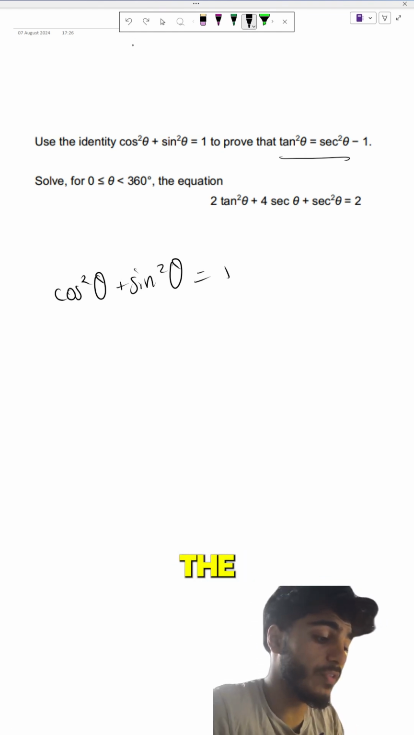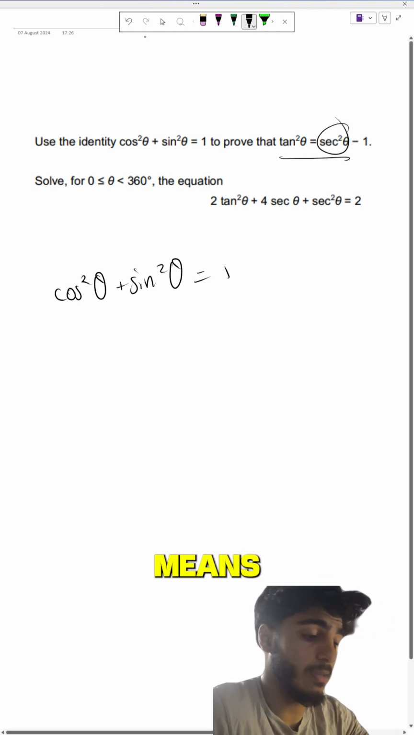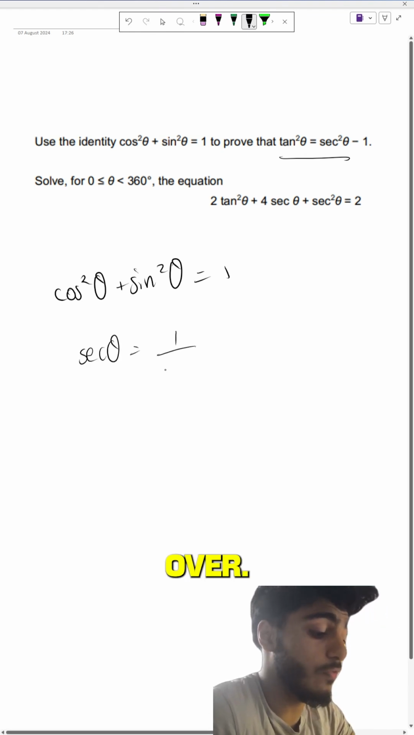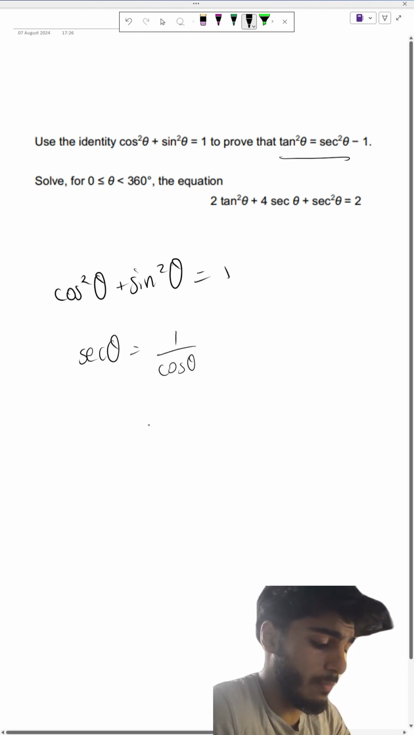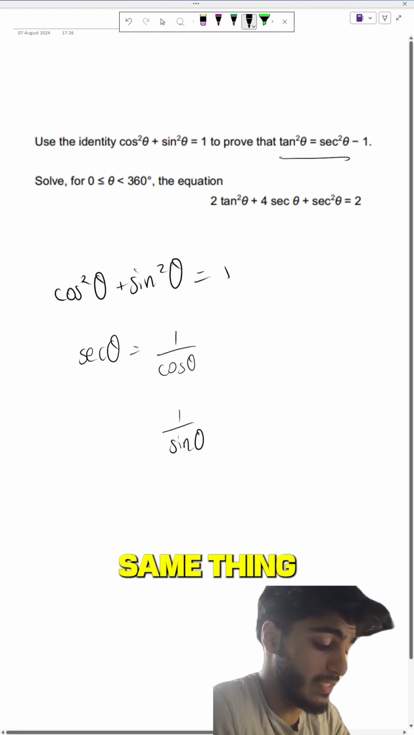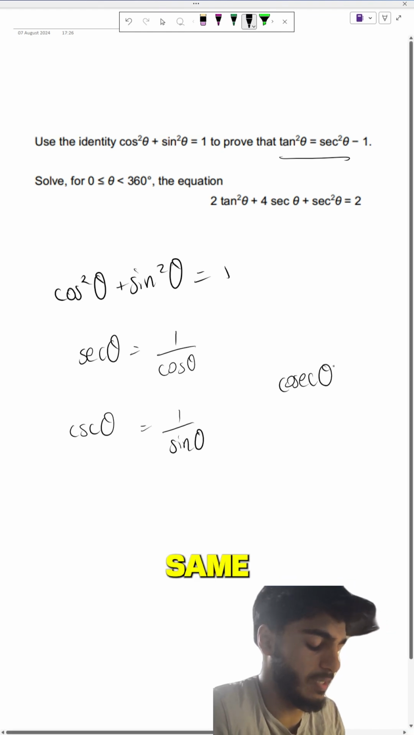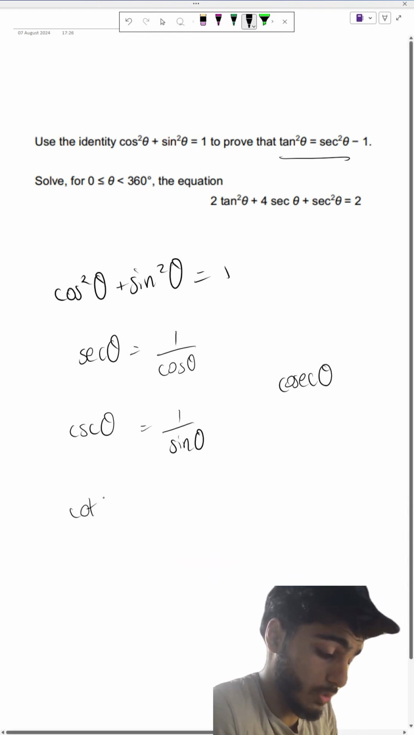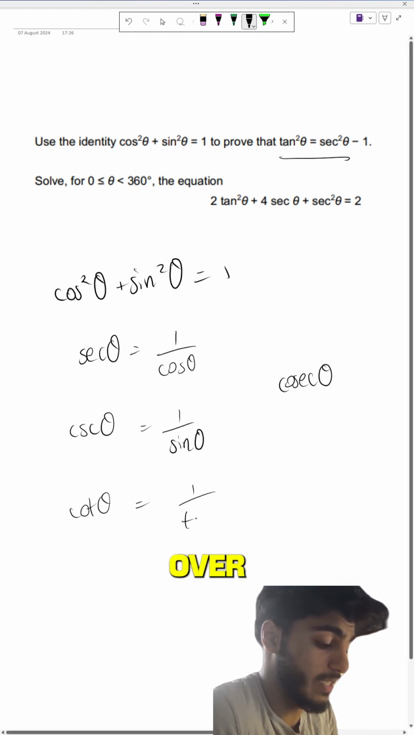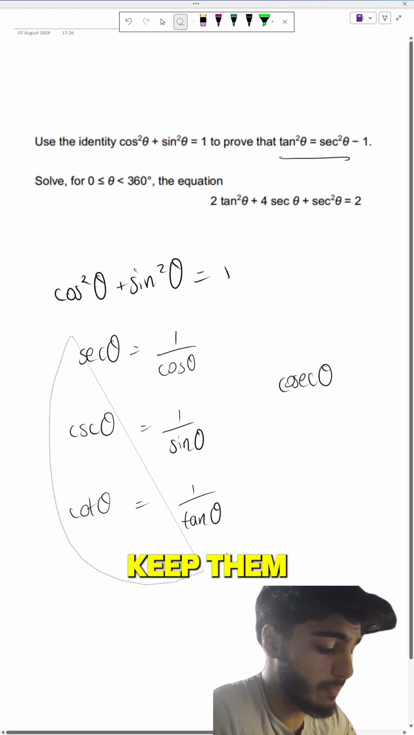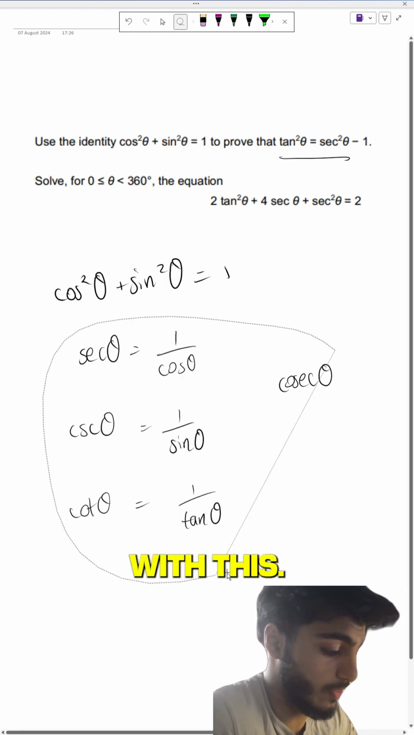I'm just going to go over the definition of what the sec means here. Sec theta is the same thing as just 1 over cos theta. 1 over sine theta is the same thing as cosec. Sometimes you see it written like that, sometimes you see it written like that, exactly the same thing. And cot theta is the same thing as 1 over tan theta. Okay, so these are definitions that you will learn. Just keep them in mind while we're working with this.